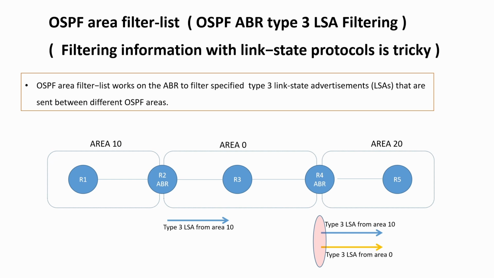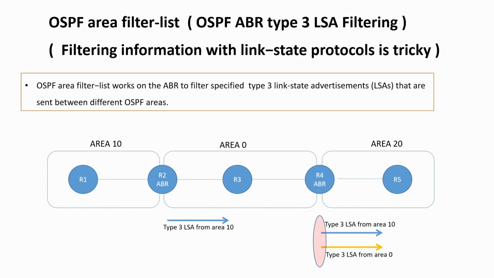In this video, we are talking about the OSPF area filter list. The OSPF area filter list has another name: OSPF ABR Type 3 LSA filtering. Filtering information with a link-state protocol is tricky. OSPF is a link-state protocol. You cannot filter the OSPF routes inside the OSPF area. However, you are able to filter the Type 3 LSA between the OSPF areas.